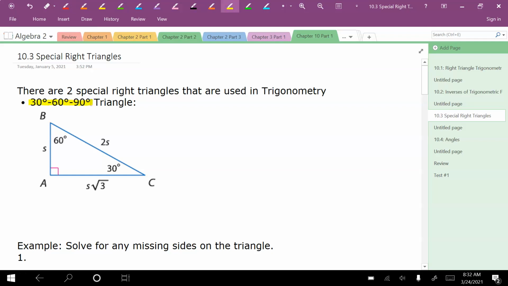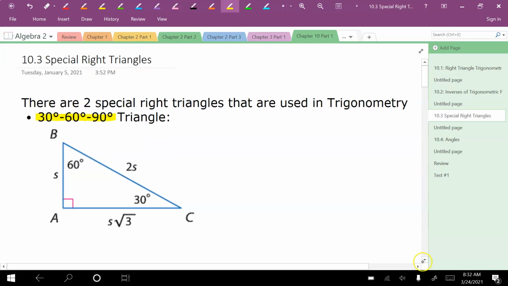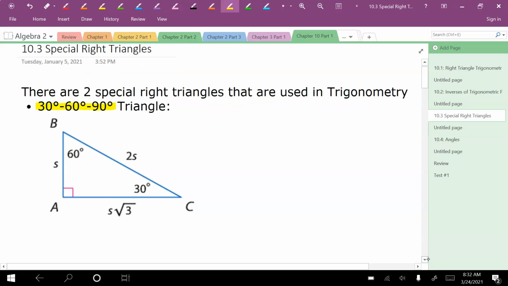Okay, and so when we're looking at a triangle like this, there's something that happens with the sides every single time. They're always related to each other in this way. So I have it labeled that the side across from the 30 degrees is known as S. And I use S instead of X or Y because sometimes they'll put X and Y on the triangle as the measurements that you're trying to find. And so I'm using S.